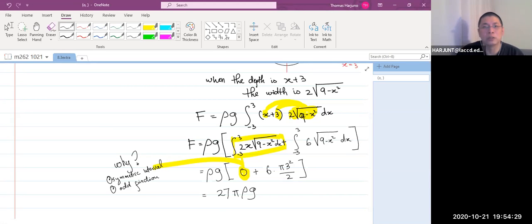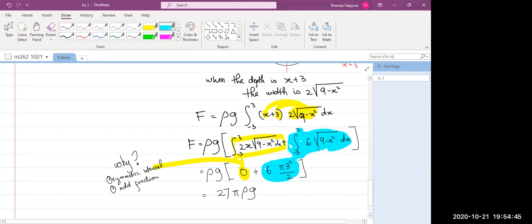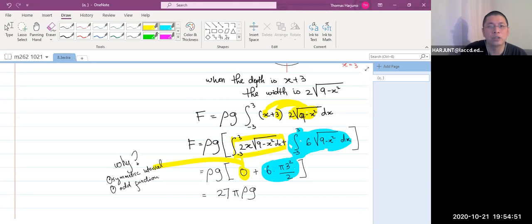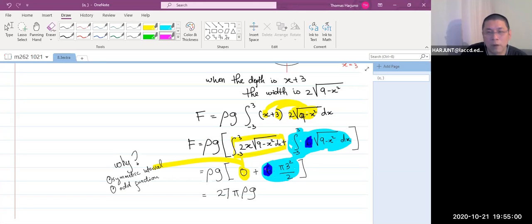Okay, now another one is, can you tell me how Thomas did it so fast? You can ignore the 6. The 6 was there already, so it's not really about the 6. That's right. That's the area of a half circle.